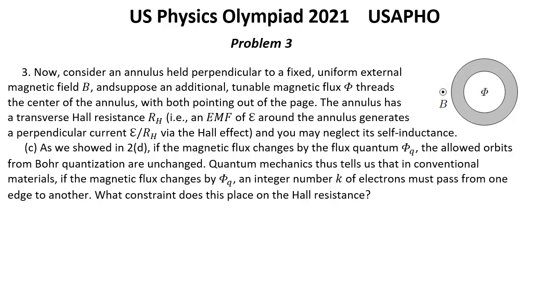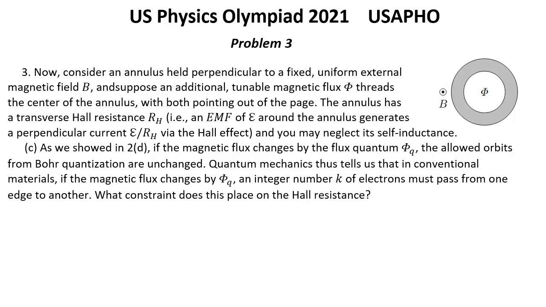Question C. As we showed in part 2 question D, if the magnetic flux changes by the flux quantum F_Q, the allowed orbits from Bohr quantization are unchanged. Quantum mechanics thus tells us that in conventional materials, if the magnetic flux changes by F_Q, an integer number k of electrons must pass from one edge to another. What constraint does this place on the Hall resistance?